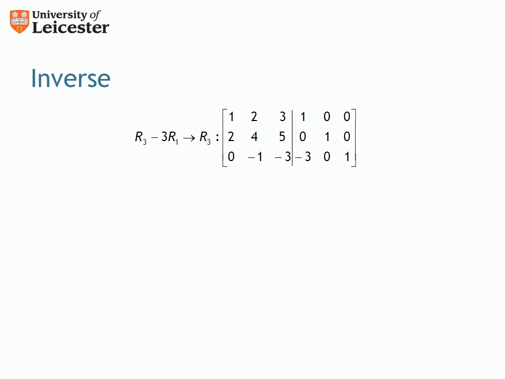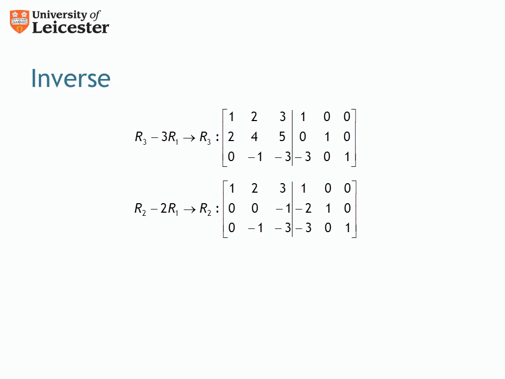Firstly, we get a new row 3 by taking 3 lots of row 1 from row 3. Notice on the left-hand side of the array I have noted down the computation. This way you can keep track of the sums you're doing. Next we get a new row 2 by taking 2 lots of row 1 from row 2.